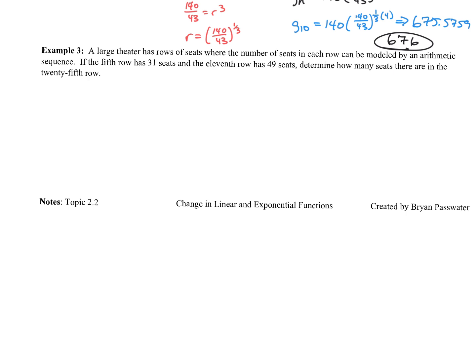Asher, go ahead. A large theater has rows of seats where the number of seats in each row can be modeled by an arithmetic sequence. If the 5th row has 31 seats and the 11th row has 49 seats, determine how many seats there are in the 25th row.